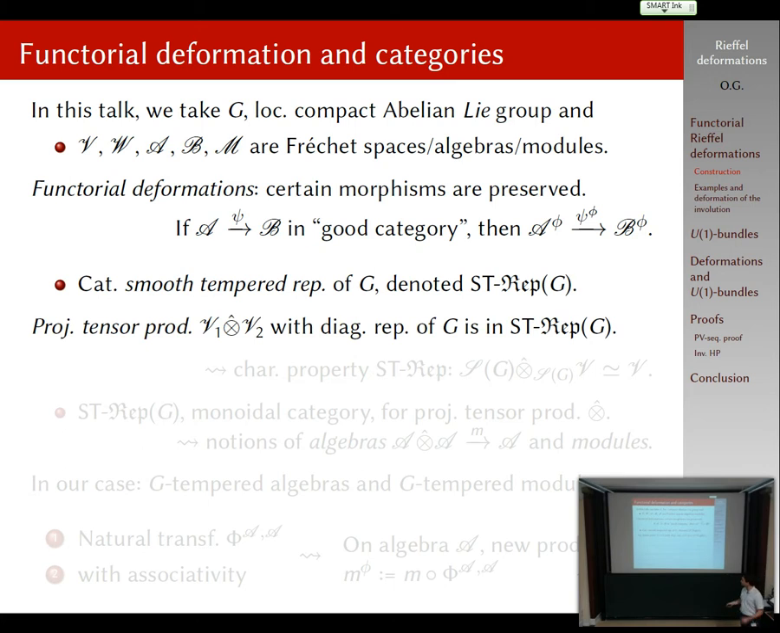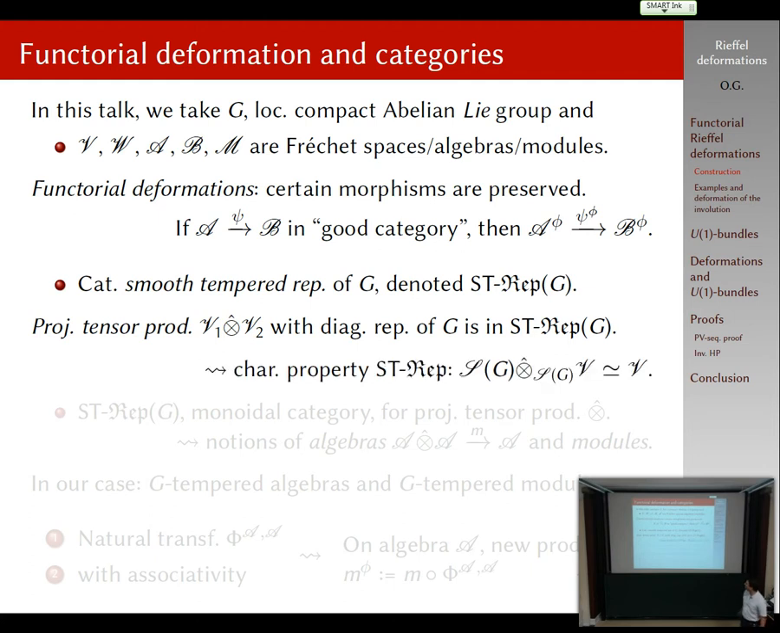The nice thing is we have a projective tensor product on these smooth tempered representations. You take V1 with its representation of G, V2 with its representation of G. You have on Fréchet and actually on bornological spaces this projective tensor product. You equip it with the diagonal representation of G on the tensor product, and what you get is, once again, a smooth tempered representation.